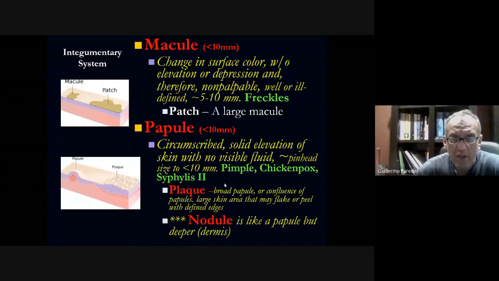But macule, what is macule? Macule is a name that we use for, for example, freckles. Freckles. Let's go to the next.